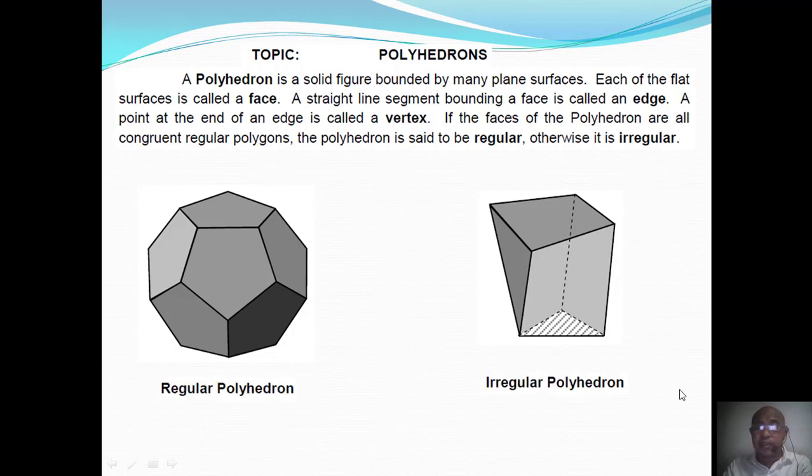Okay? So, in a polyhedron, we call this a vertex. A vertex is the intersection between two edges. This we call an edge, and then we have the intersection, the vertex. We call this a face. So we have here the polyhedron.